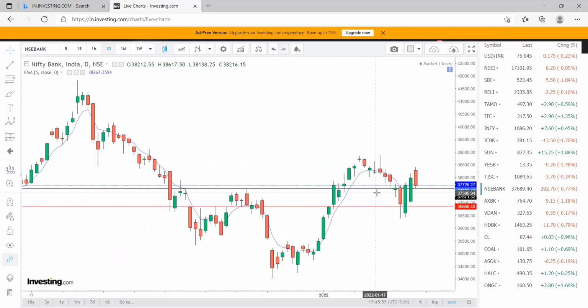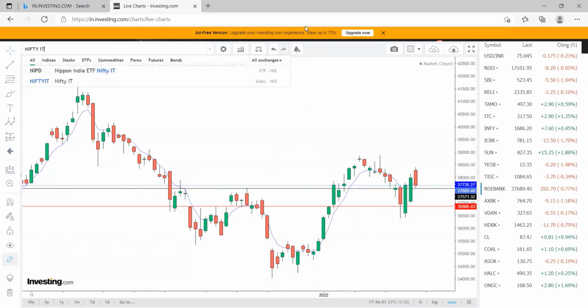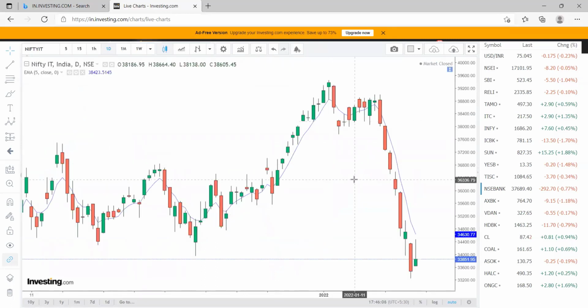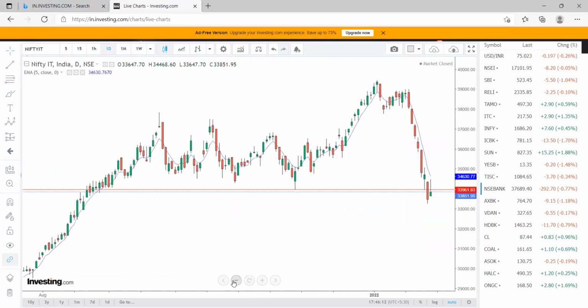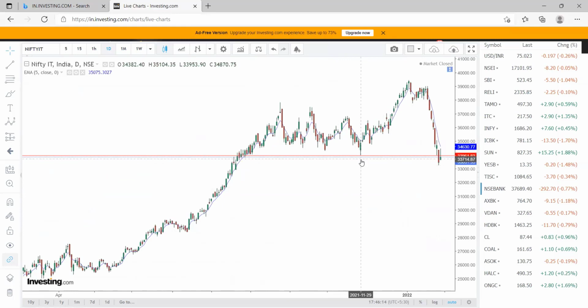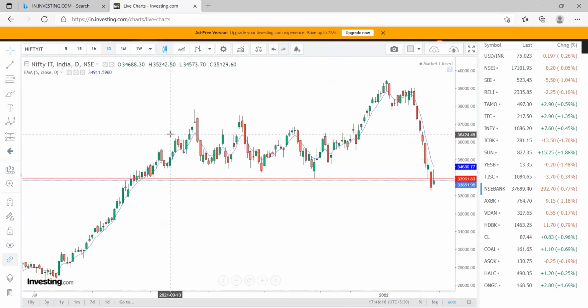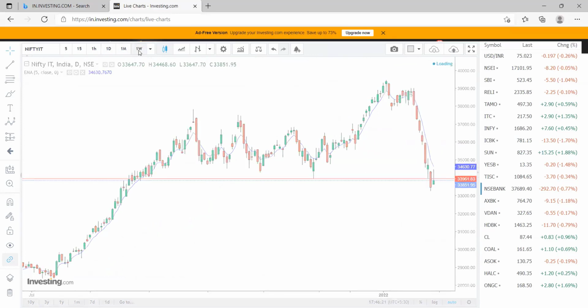Okay, so this was Nifty, Bank Nifty. Let us see what Nifty IT is doing. So on Nifty IT, what I see is there's been a big fall, and this fall has gone below this support. Okay, below this support on the daily. Obviously on weekly also it would be the same.